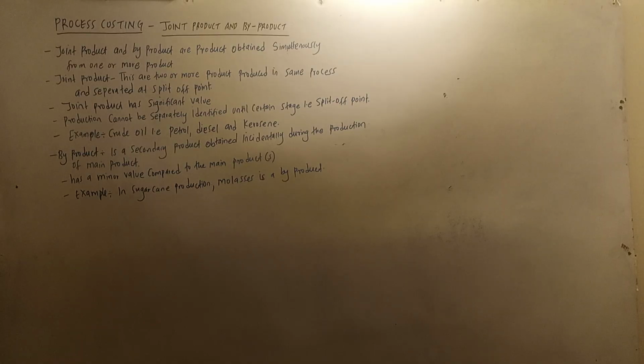Then you have byproduct. A byproduct is a secondary product obtained from the main product, and it has a minor value. So it has a value, but its value is not that significant compared to joint product. Remember, joint products are the main products, and therefore their value is significant. You sell them at a very good price. For example, in the production of sugar cane, sugar is the main product, and it can be termed a joint product. But we have molasses, which is obtained from the same process. So molasses is a byproduct.